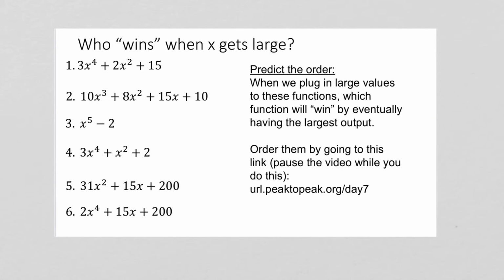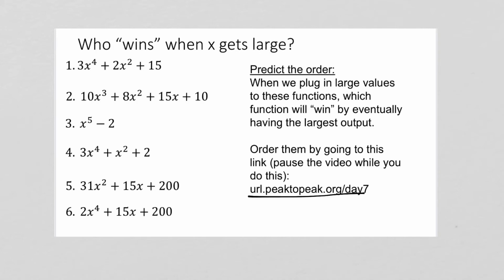So what you should do is go to this URL, and I want you to order these functions in terms of which one you think is going to become largest, meaning largest output, compared to which one will be smallest relative to the others. So look at these 6 functions, and just put them in order. Pause the video while you do this. Go to this link. You'll be going to a Desmos activity to do this. And then when you're done ordering, you can come back to the video.